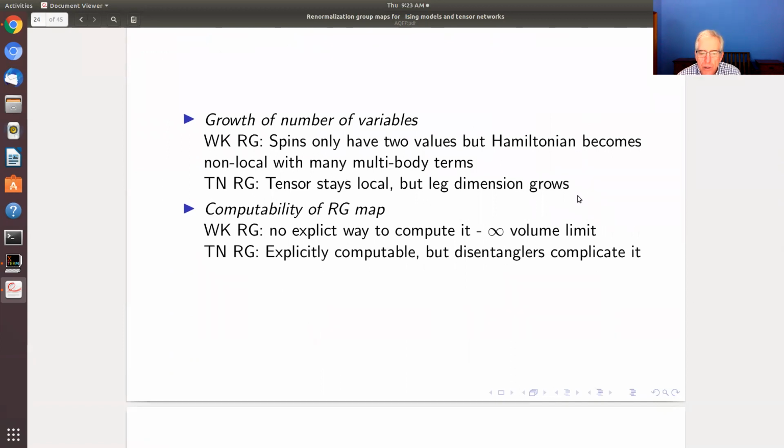On the other hand, there's a real advantage, we think, to the tensor network approach, which is that it's very computable. Remember, with the Wilson-Kadanoff approach, there's no obvious way to compute this thing. There's an infinite volume limit you have to take. There's no small parameter. What do you do? So the map I just showed is trivially computable. It's going to turn out to be too simple. We have to do more complicated maps, and we have to introduce something called disentanglers, and that complicates how you would compute this map, but it's still much more computable than the Wilson-Kadanoff blocking map.